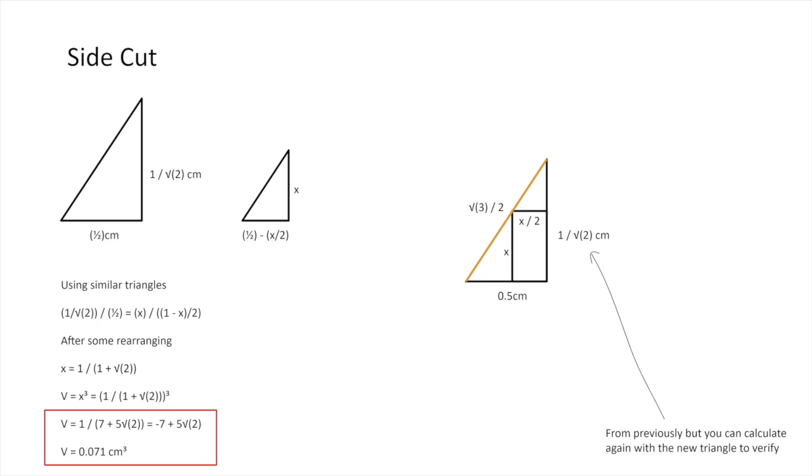So again, just to verify, V is going to be x cubed, and again, you get that as negative 7 plus 5 root 2, which is approximately equal to 0.071 centimeters cubed. And yay, we've done it.